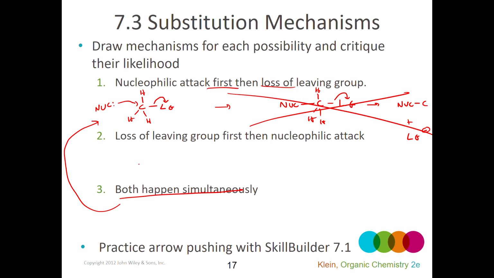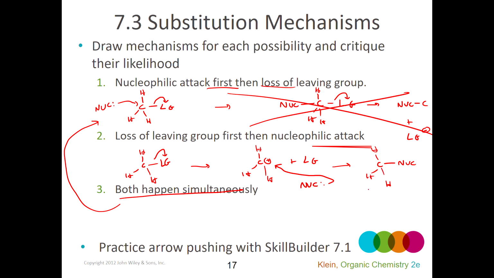Very good. So the other option is the loss of the leaving group first. So we can consider that option. Here's my leaving group. It leaves first. If it leaves, now I'll have a carbon that only has 3 bonds. So in a second step, the nucleophile could come in and attack and then end up bonded there. And so we're going to see a little later how, depending on what's attached to the carbon, we may get the leaving group leave first to create a carbocation, or we may see the nucleophile attack first.